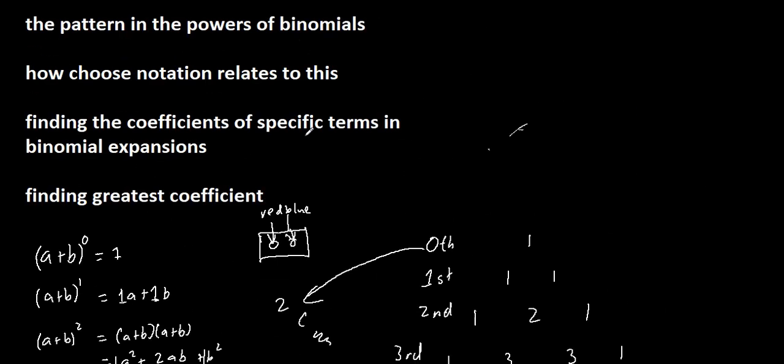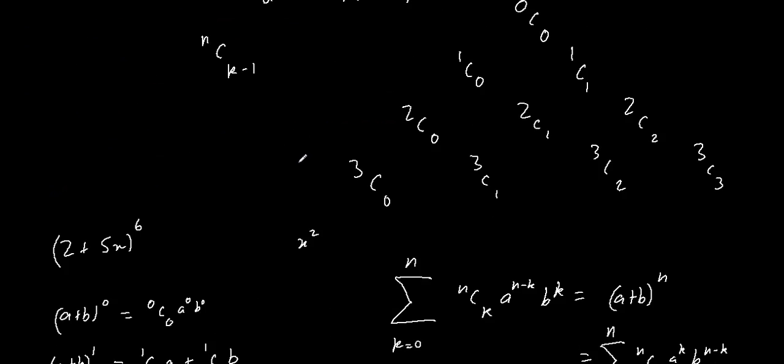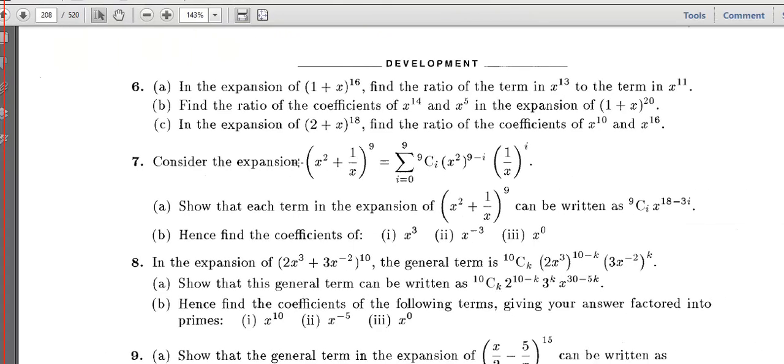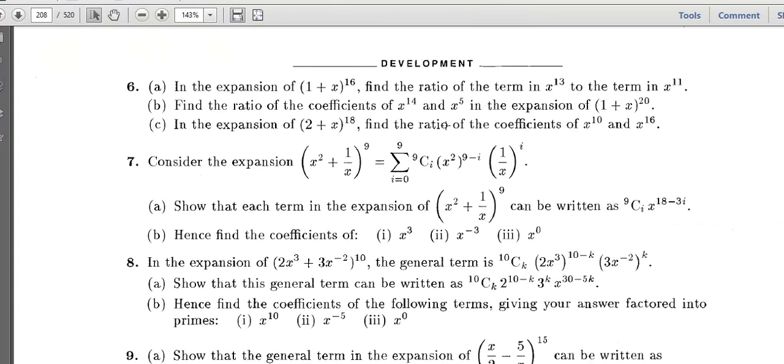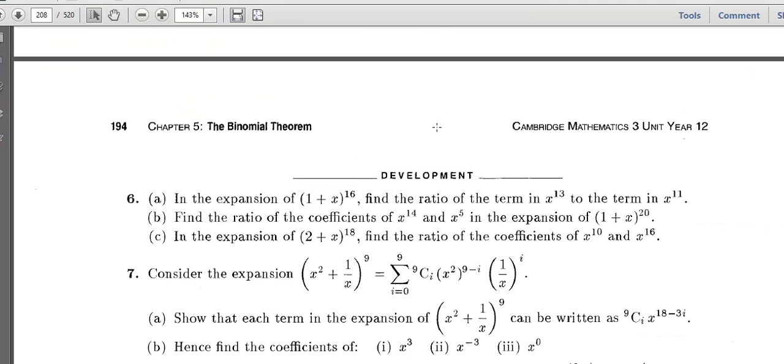Okay. Finding coefficients of specific terms in binomial expansions. I think the easiest way to go about this is to tackle a specific question, and you may understand the method of how to work it. Say I do 1 plus x, and I'll take the power 8, because I can. Now, what's the coefficient, the number that's multiplied? I'm trying to find the coefficient of x to the 5th, because I can.